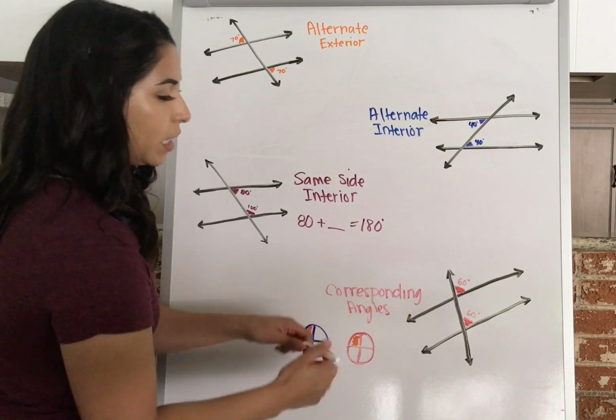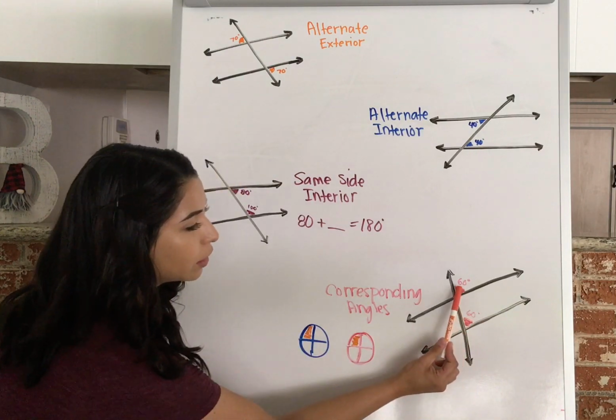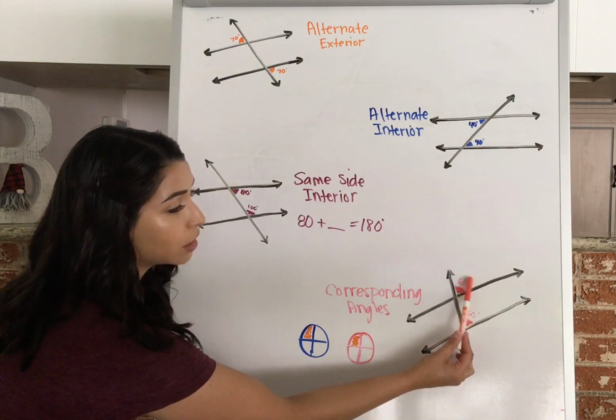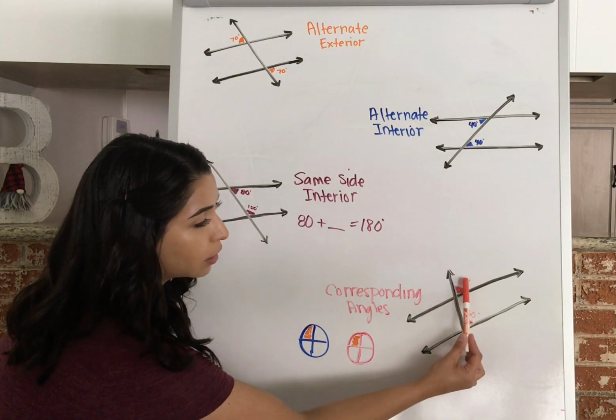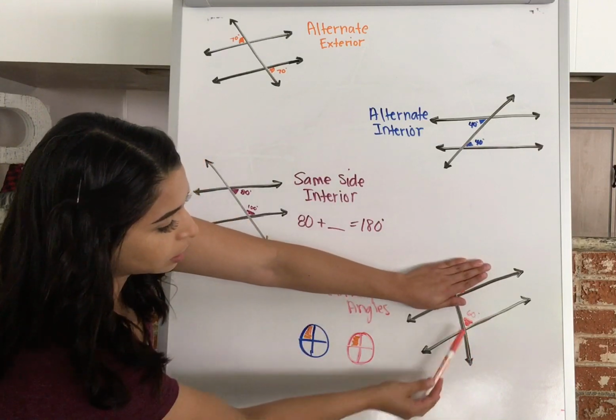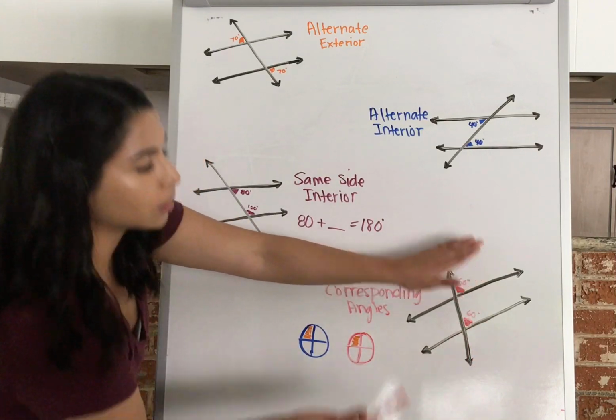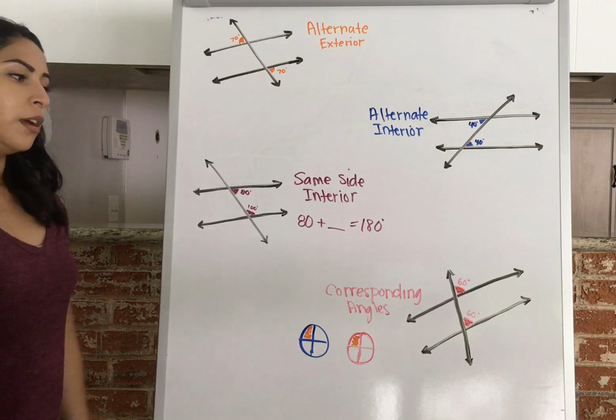Okay, so that's the same idea here. Do you see how this 60 degrees is in the top right corner? Well, now look down here. What's in the top right? Top right, 60 is corresponding. It's the matching pieces of angles there.